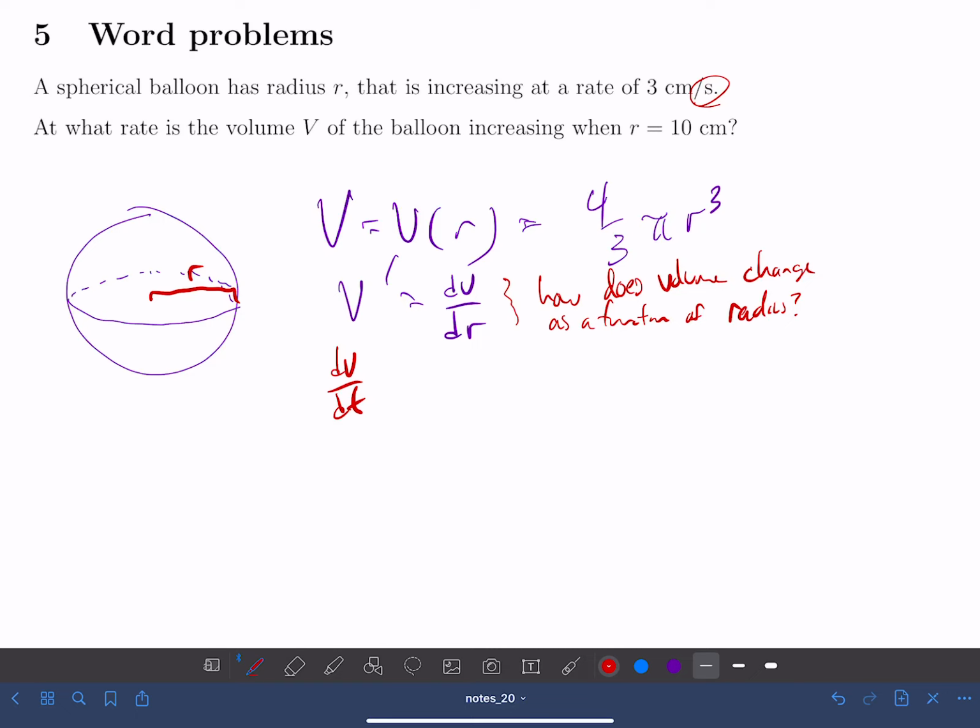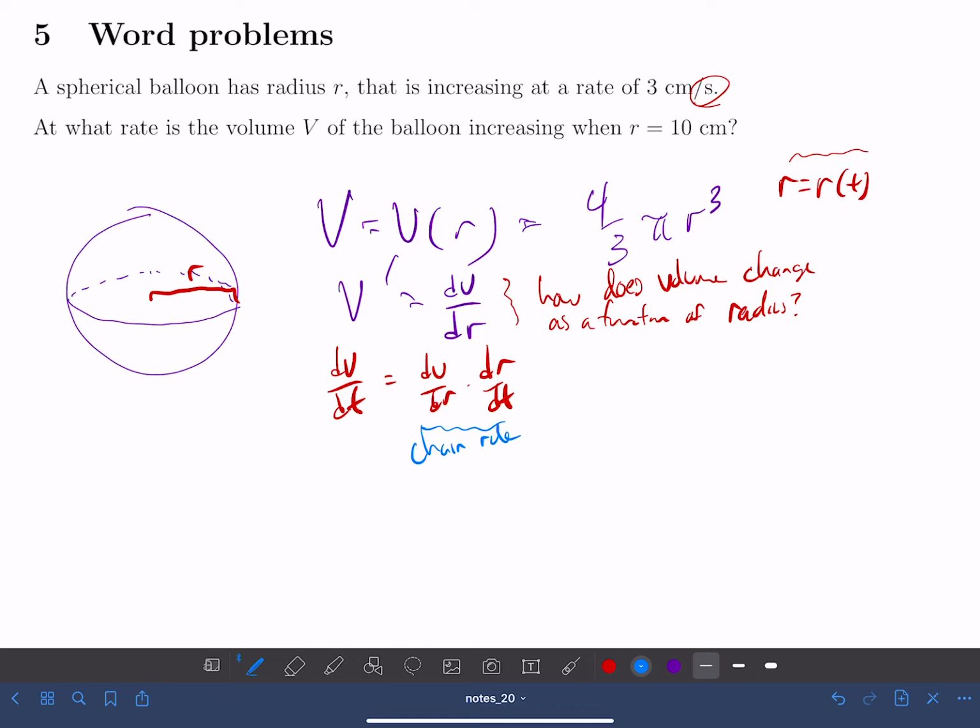But V is a function of r, right? V is a function of r. Oh, but r is equal to r of t. R is a function of time. The radius is a function of time, right? Look. The radius is increasing at a rate of 3 centimeters per second. So we need a chain rule here in order to solve this problem. dV dt is equal to dV dr times dr dt. Ah, okay. This is because of the chain rule.